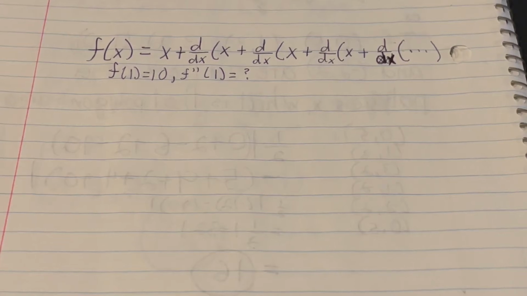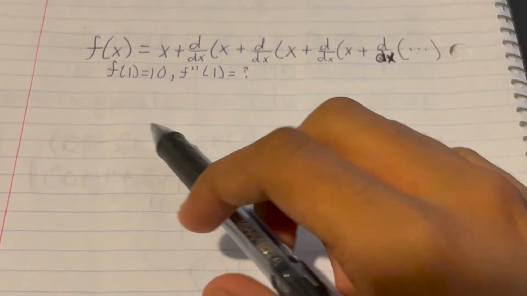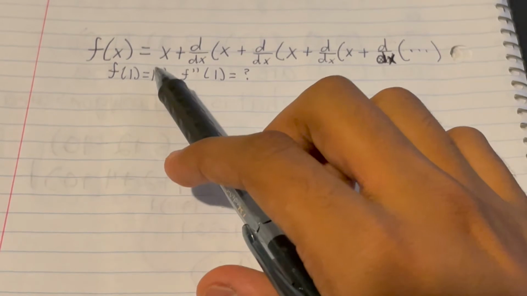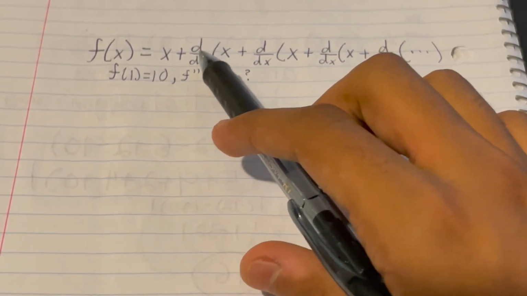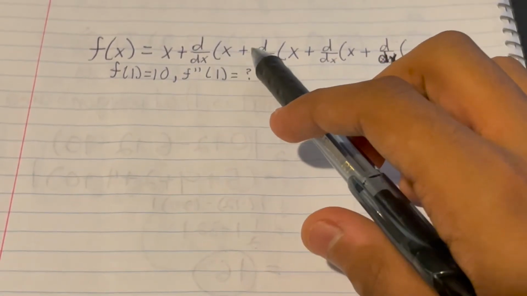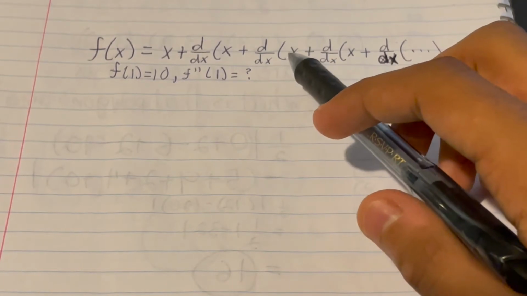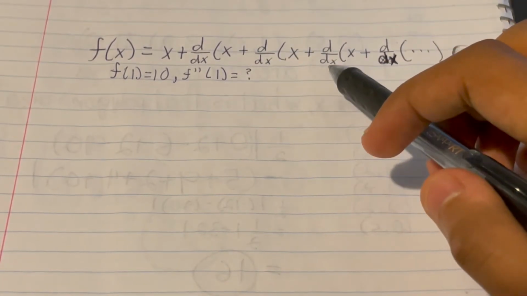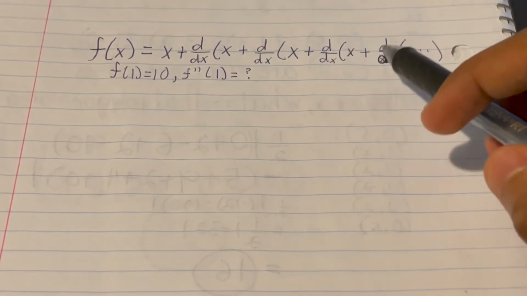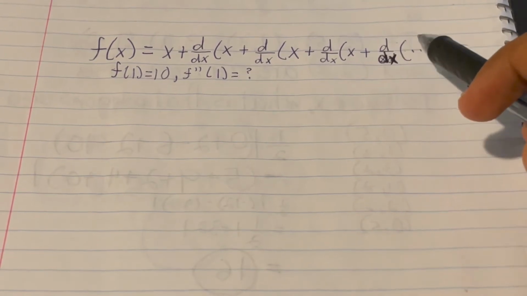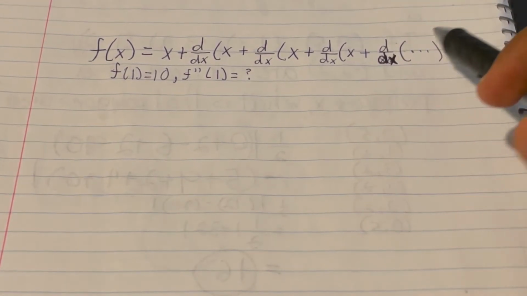In this episode of Single Variable Madness, we have a function f of x equaling x plus the derivative with respect to x of x plus the derivative with respect to x of x plus the derivative with respect to x of x plus the derivative with respect to x of, and so on and so forth.